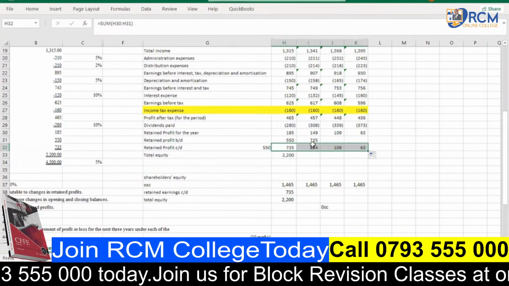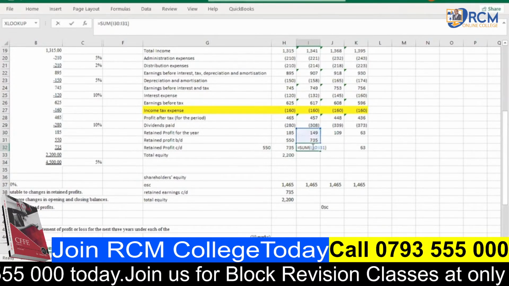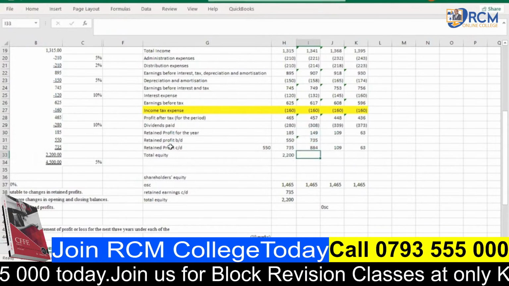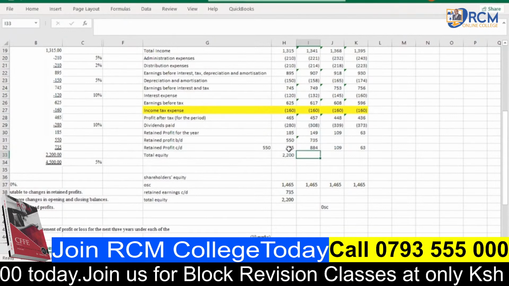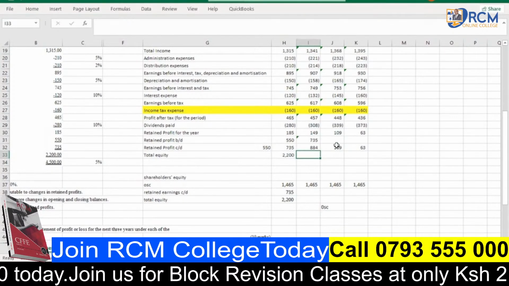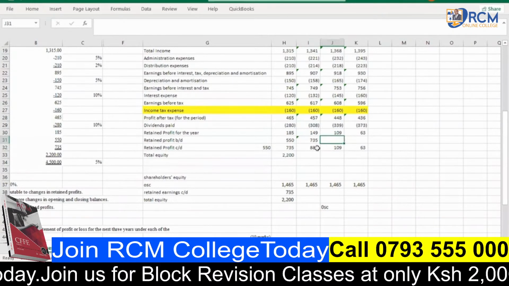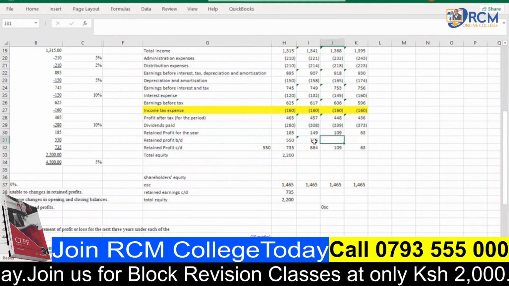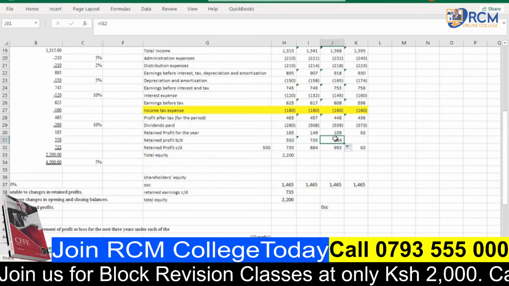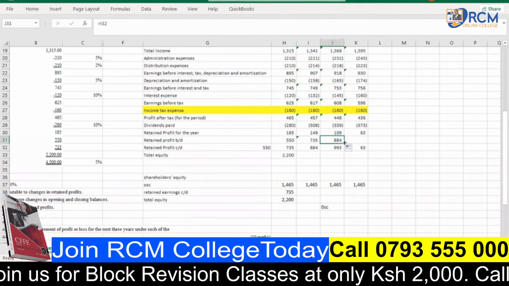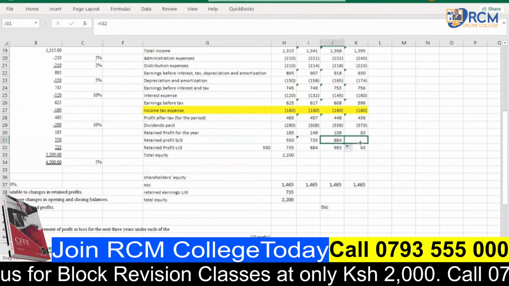So at this point, we've gotten the total, which is the retained earnings carried down. Ona hii 550 penye ilikuwa hapa juu. For 2022, it's 735 tumepeleka hapa. So it means for 2024, this 884 tunapeleka wapi? Kwa hii space. Na tunapata total. Alafu hii 993 tunapeleka wapi? Kwa hii space. So is that clear?